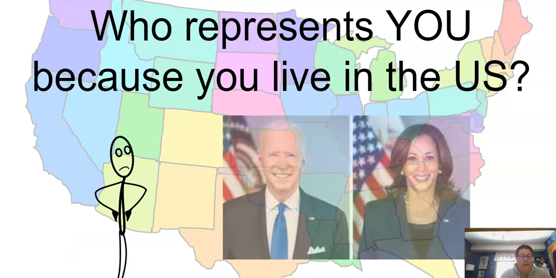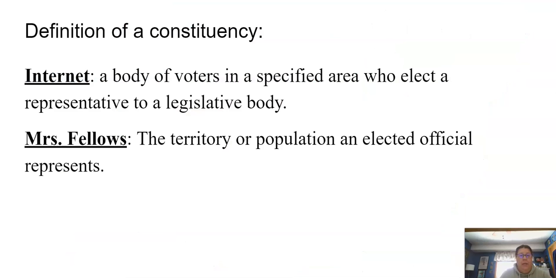Next one, whoops, that's not correct. Going too fast. Constituency then. The internet has one definition, but I like to look at constituency as the territory or the whole population someone who's been elected is tasked to represent. And we're going to go through these. So as I go through these, if you get confused on my use of the term constituent or constituency, you can go back to these definitions and they'll help you get through this.